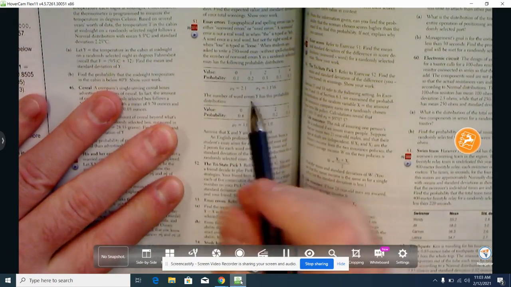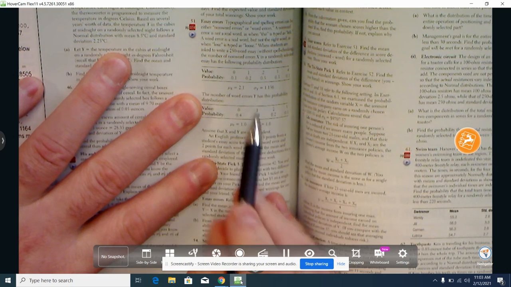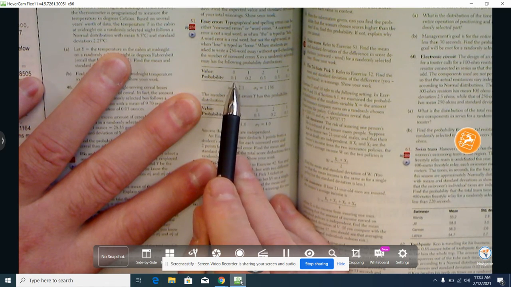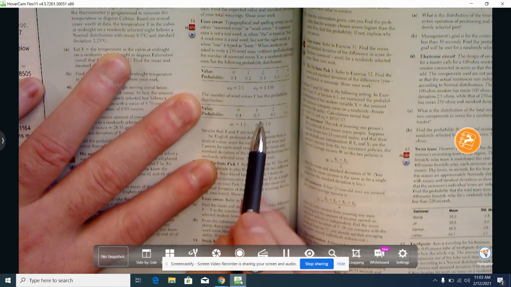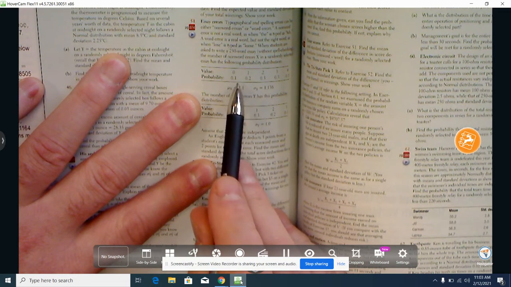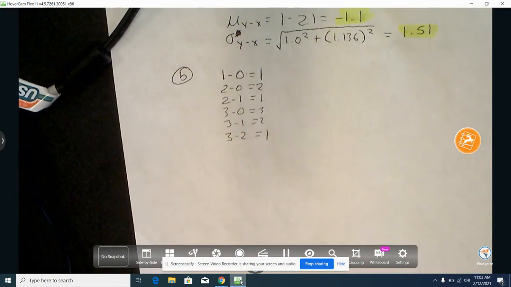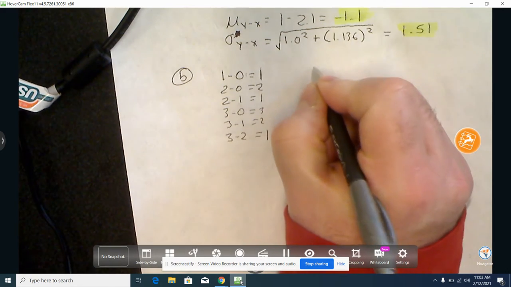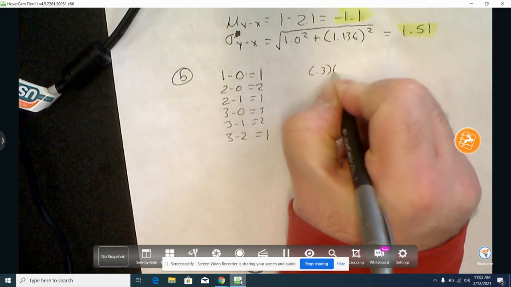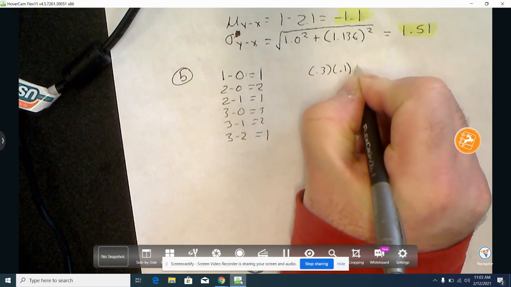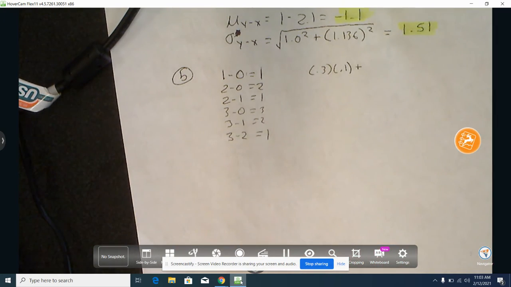1 minus 0, the probability of 1 is 0.3. The probability of 0 non-word errors is 0.1. And how do I get that outcome? That times that. Okay, and that was explained in some other question that we had earlier. I don't remember exactly what it was. So 0.3 times 0.1 plus, and then we're going to add all these probabilities together.